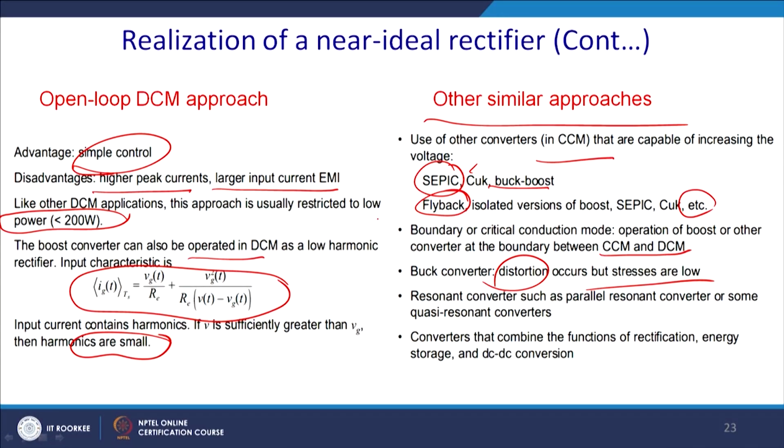Converters that combine the function of rectification and also sometimes energy storage and DC to DC conversion. Mostly this application is a flyback, where we have a special kind of transformer. Generally a transformer does not store energy. We have a special kind of transformer that is called an inductor transformer. It not only converts, it also stores energy, and it will fly back when it is required in the negative half cycle. So, that is also some other approach that can be followed in the case of the PWM rectifier.